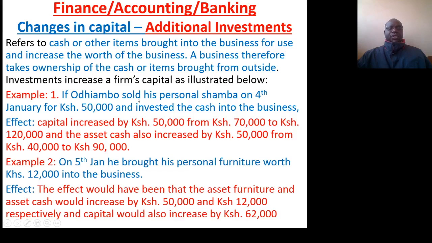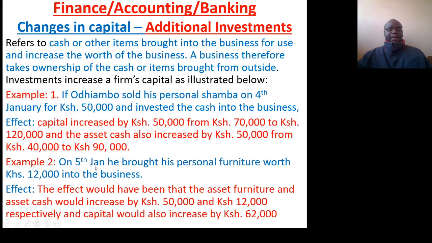If Odhiambo sold his personal shamba on 4th of January for 50,000 and invested the cash into the business, then it means that the asset cash will increase by 50,000. So capital will increase by 50,000 and cash will increase by 50,000 in line with our example.